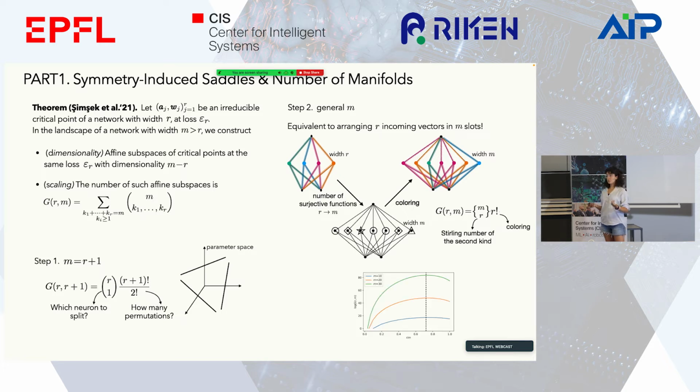And I'm just plotting here this G number for some cases, for m equals 10 to 30, as a function of r. And I see that it's always unimodal. And even though I changed m, the peak happens at the same ratio of r over m. So we were curious about this: is this a universal constant, or can we study this behavior of the G functions analytically?